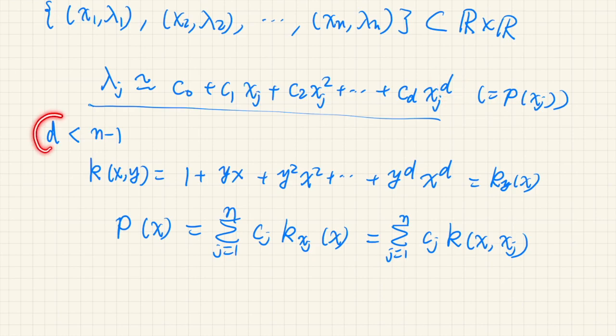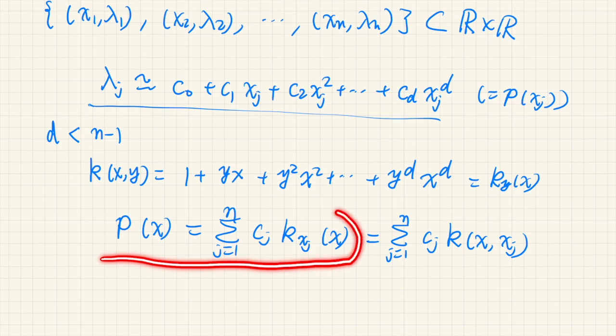When the degree d is less than n minus 1, where n is the number of data points, using the kernel defined as this one, we can find that the optimal polynomial is given as a linear combination of the reproducing kernels, like this. Okay, let's start.